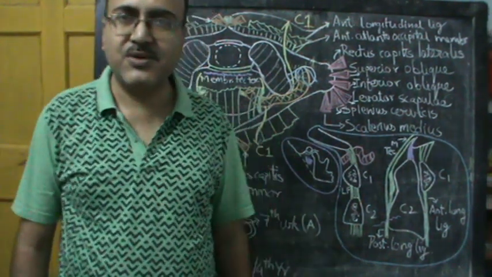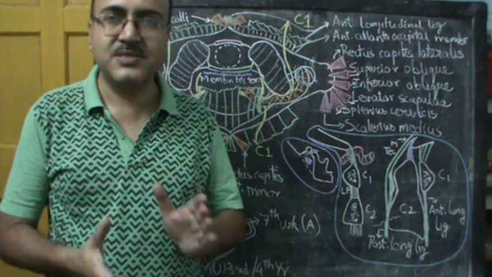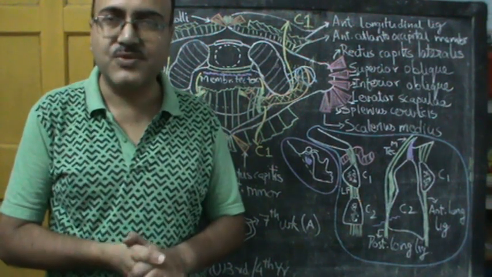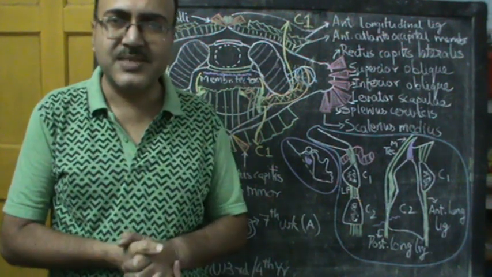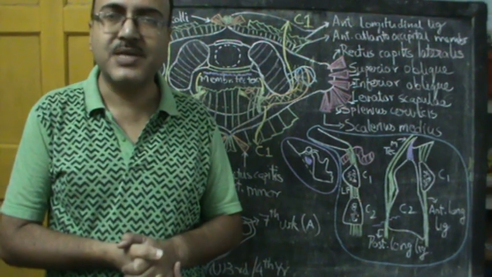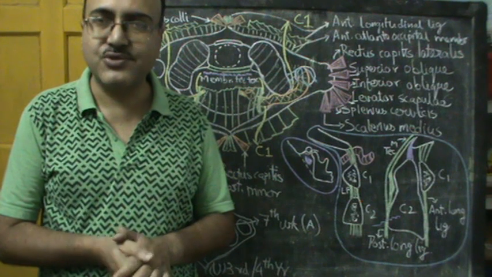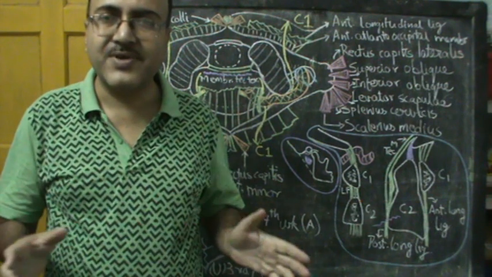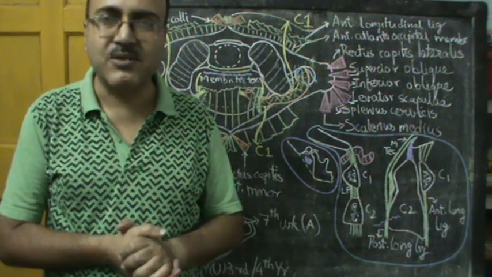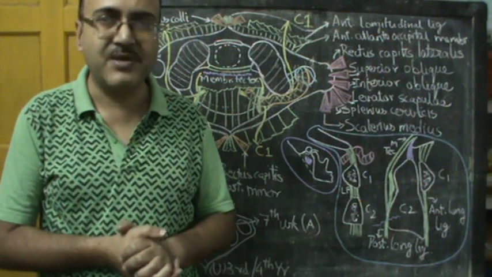In today's class we are going to discuss the first cervical vertebra, which is also known as the atlas. It is an atypical cervical vertebra. It has many particular and special features which we are going to go through. Trying to cover everything within a short class is almost impossible, but we will try our best.